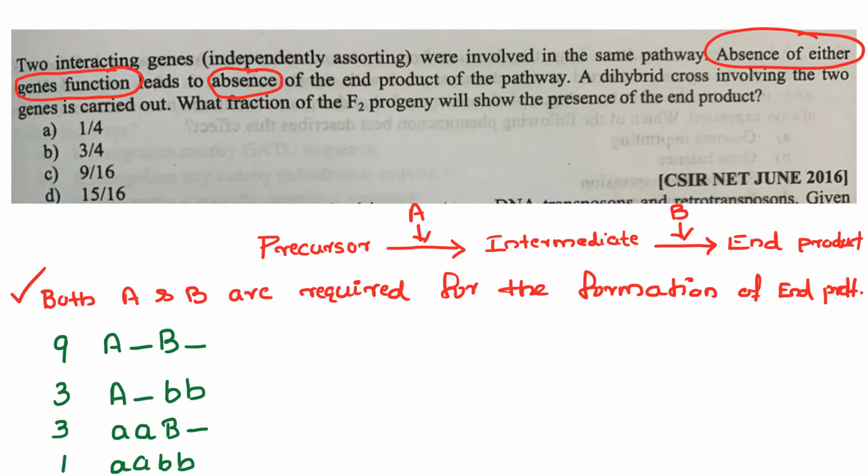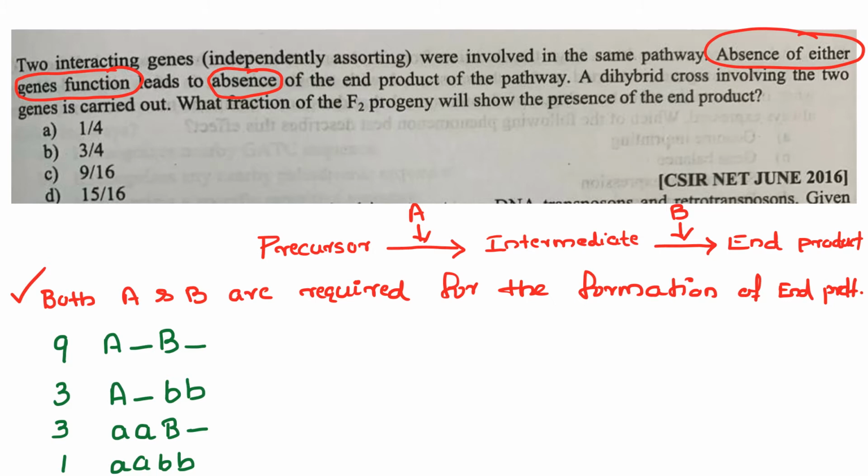So here we have no idea about the details of the pathway. We only know that two interacting genes are involved in this pathway and both functional genes are required for the formation of the end product. If any of the genes is in non-functional form, that means in the homozygous recessive condition, then the end product will not form. So both the genes should be in functional condition, that means in dominant condition, then only we get the end product.